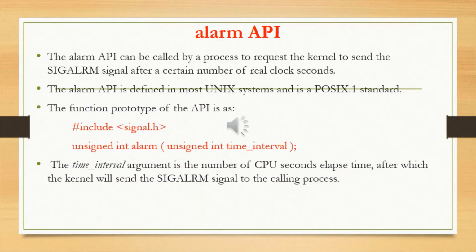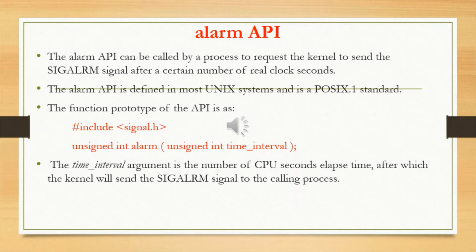The alarm API can be called by a process to request the kernel to send the SIGALRM signal after a certain number of real clock seconds. The alarm API is defined in most Unix systems and is POSIX.1 standard. You set a specific number of seconds, and the clock is set for that. After that, the action should be performed.